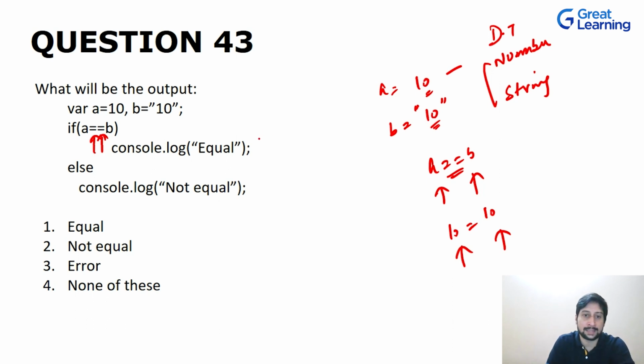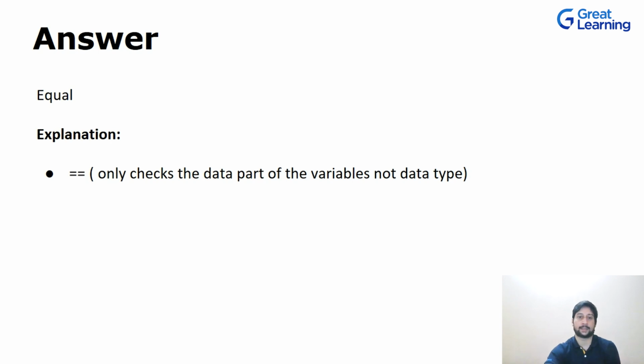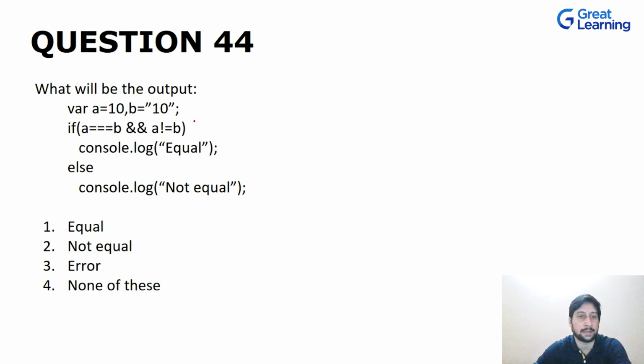Right? So now in this case we will get the output as equal. And if we check the output, it is equal. The reason for that is, when you are using double equal to, it only checks the data part of the variables and not the data type. Okay. Now let's move on to the next question.